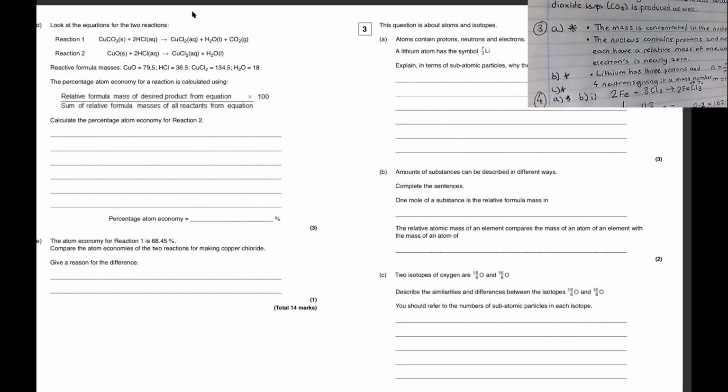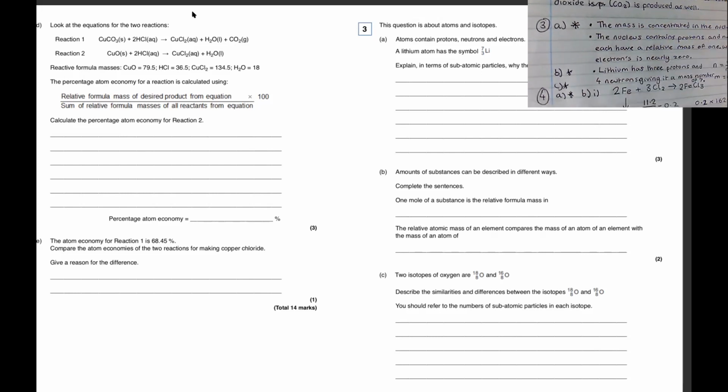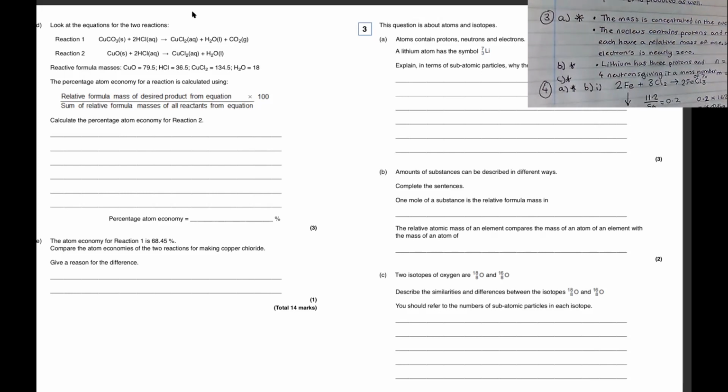Then the next question was... Oh, I didn't get B or C. Okay. So, amounts of substance. Substance can be described in different ways. All right.